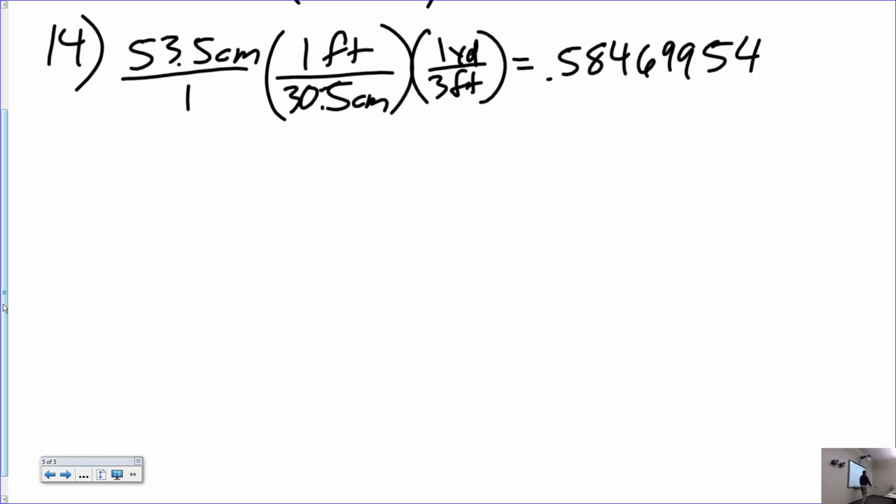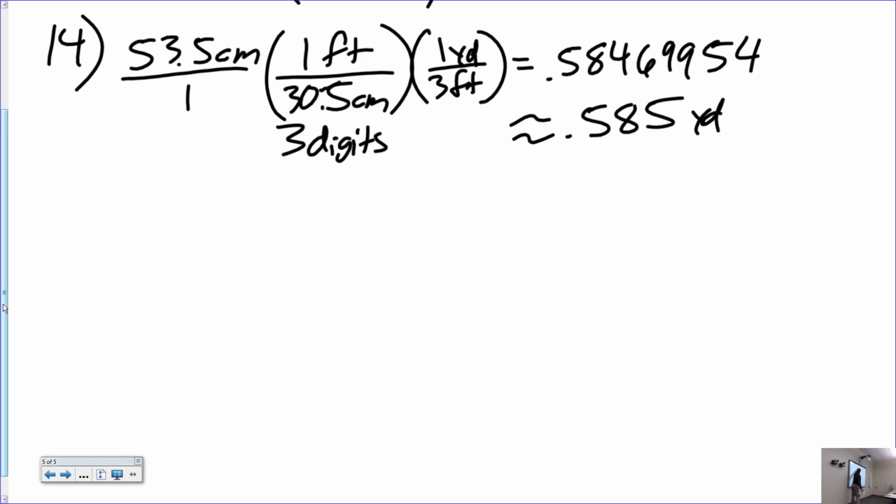0.58469954. How many of those digits do we get to use, though? That is our one approximate conversion. So you only round based on what you're converting from, right? This is 3 digits, so this is going to be approximately 0.585 yards if you use this conversion, okay? Only if you use that conversion.